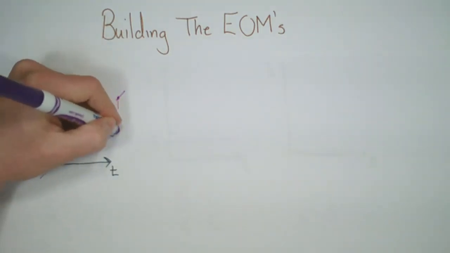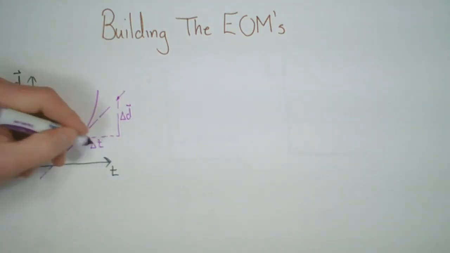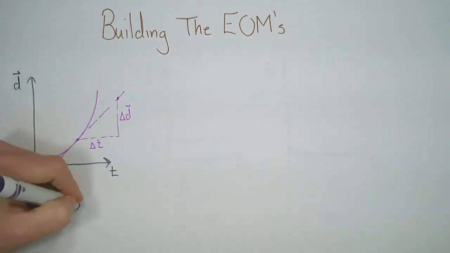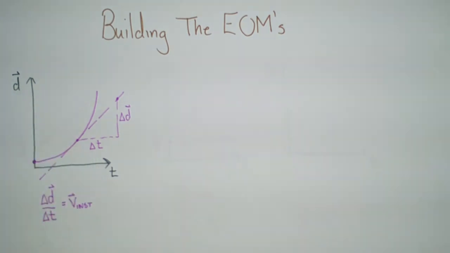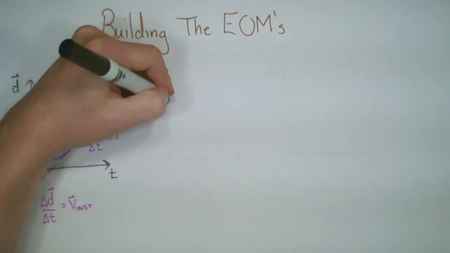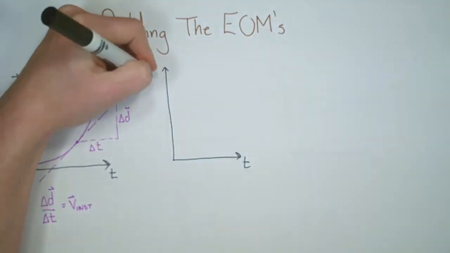We choose 2 points on this line. And once again, we can get rise over run, or delta d over delta t. So we have delta d over delta t is equal to the velocity, but now it's the instantaneous velocity, the velocity at that specific moment in time. Writing an equation for this is more difficult, so we'll come back to that.